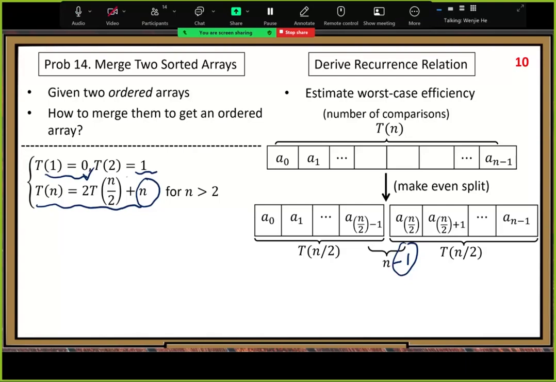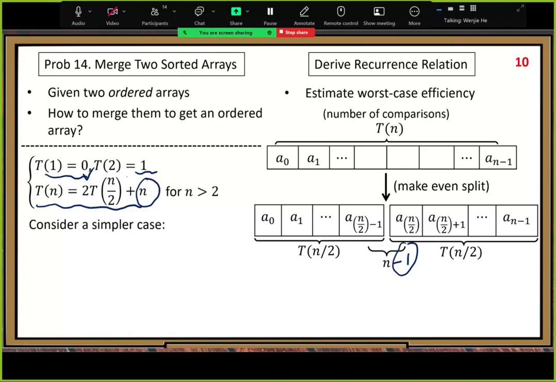Next, we want to solve this recurrence relation to see what the function T of n is. In order to solve it, we take the strategy of considering a simpler case. There are many cases, right? Here we look at n even and odd. N even is simpler. N odd is harder, so we skip it.